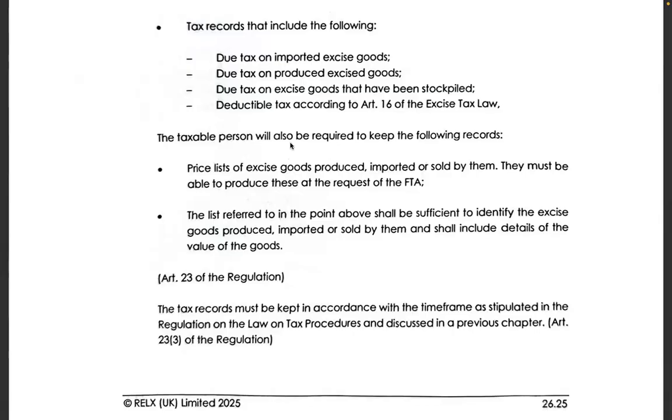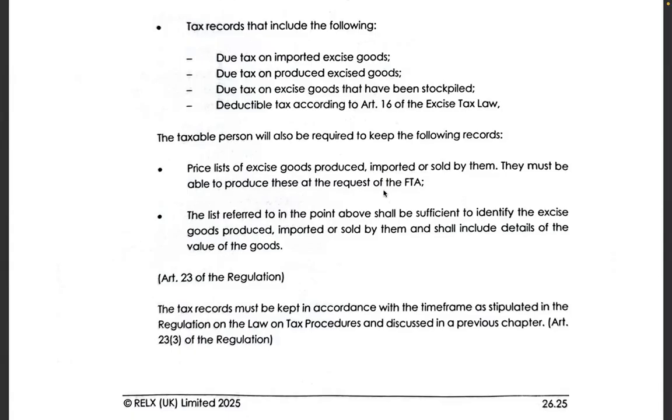They will also be required to keep the following records. What are those? Price lists of excise goods produced, imported or sold by them. They must be able to produce these at the request of the FTA.